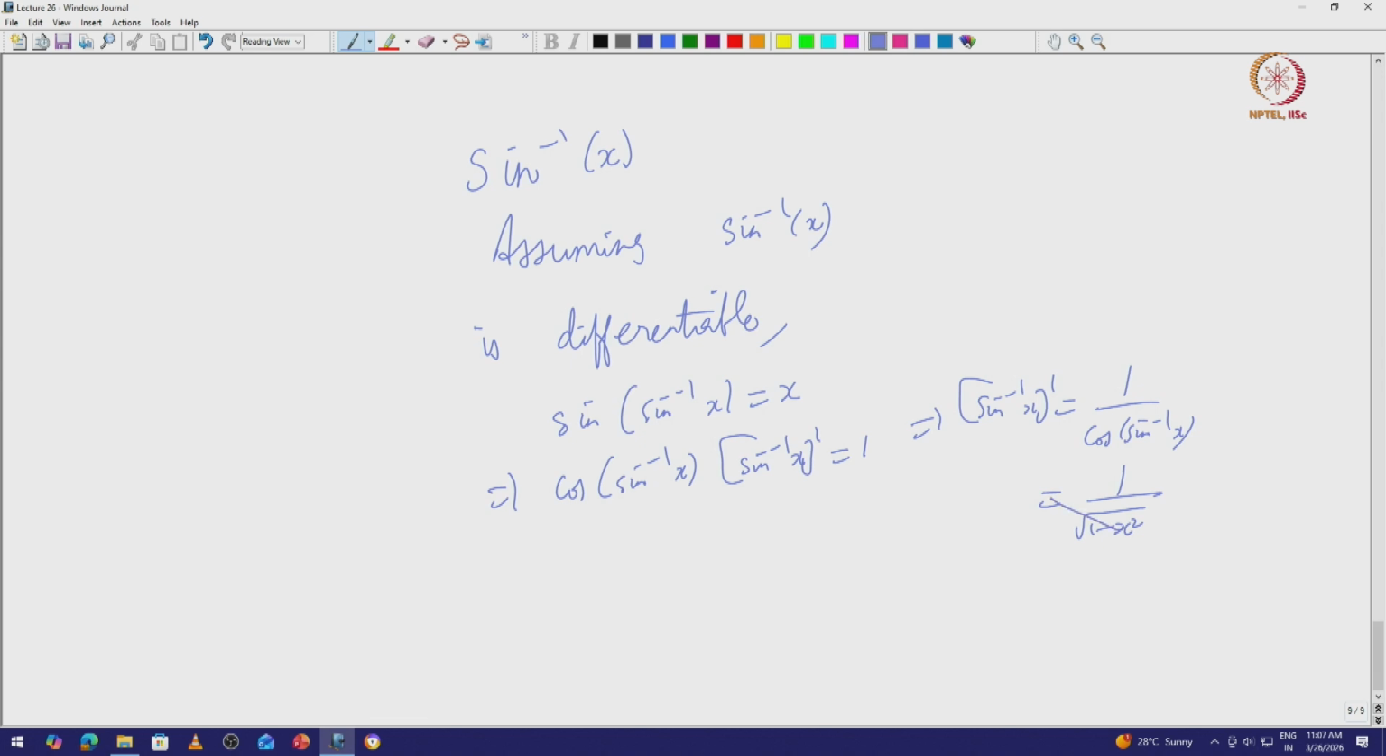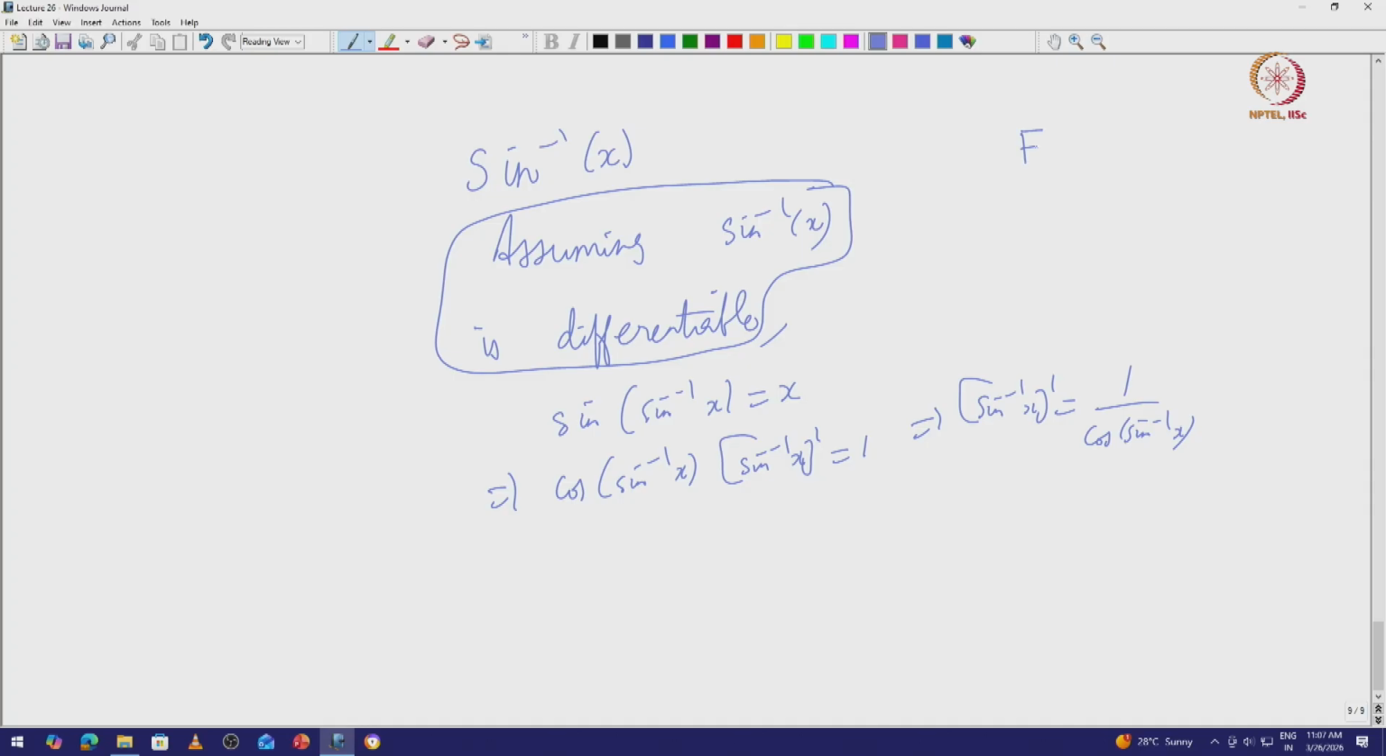So I mean, forget this. This is irrelevant. The bottom line here is we have a nice formula for the derivative of sine inverse of x, assuming it is differentiable. This is a very big assumption. In fact, we came up with a similar sort of a formula for more general functions.